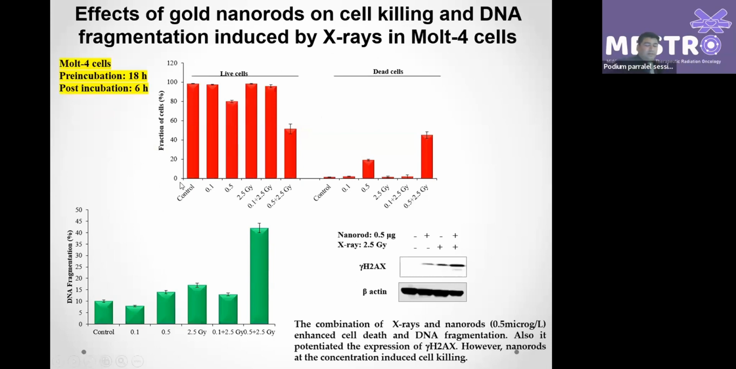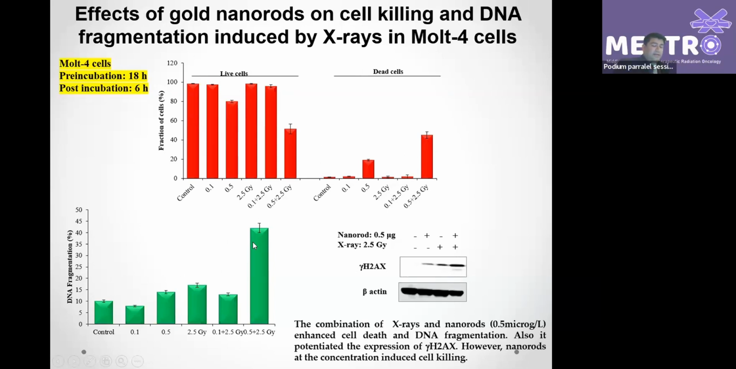Nanorods give us a very good result. This is in the case of Morpho cells. You see, we tried nanorods alone, and we tried combining them with a very, very low dose of radiation, that is 2.5 gray, at a basic research lab. And you can see here that the combination of 0.5 nanorods with the 2.5 gray can increase the number of your dead cells.